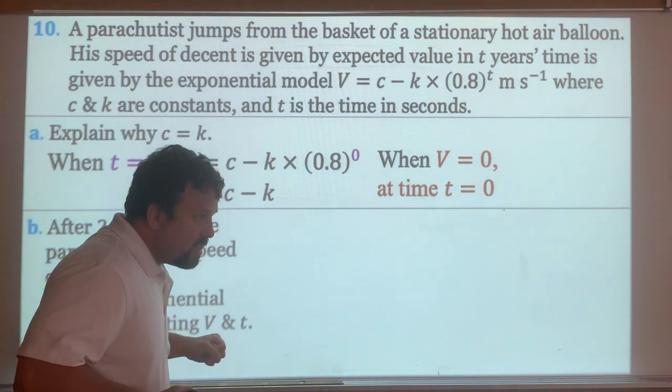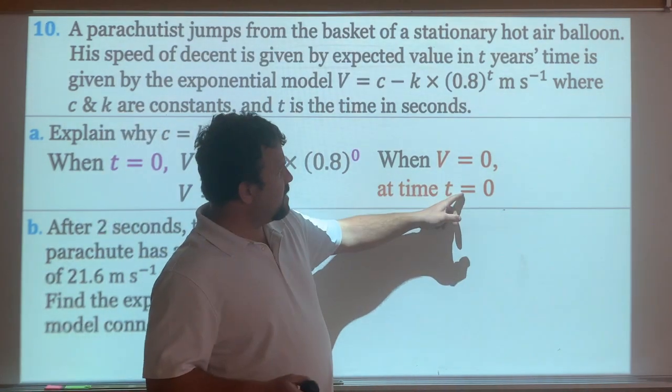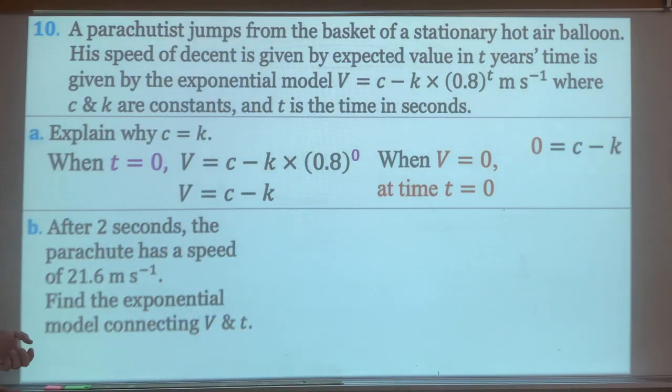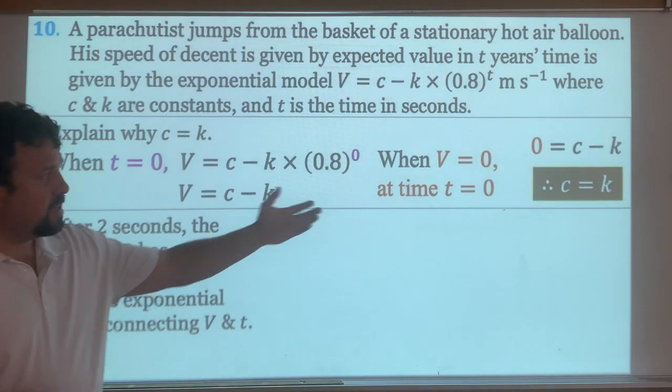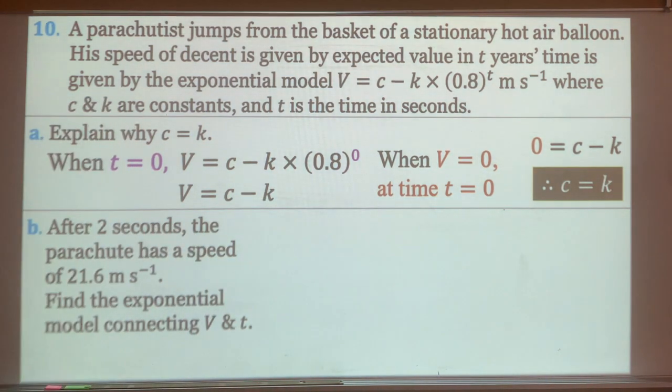So before I move, I'm sitting here not moving. Velocity is 0, time 0. So 0 equals C minus K. Therefore, add K to both sides, and C has to equal K. See, by just using common sense, you can figure this out.